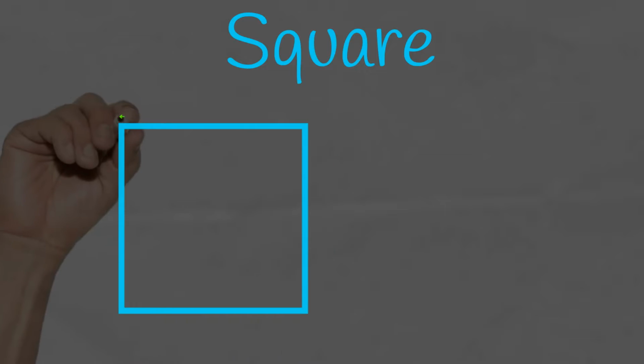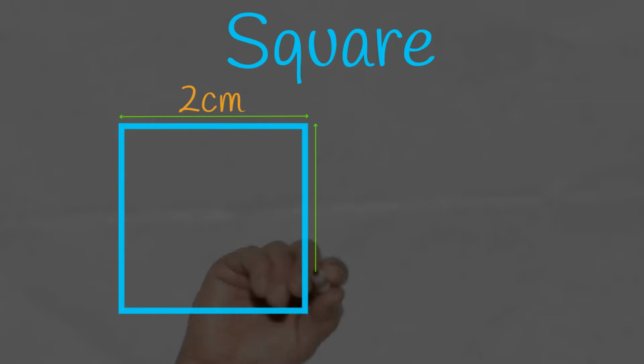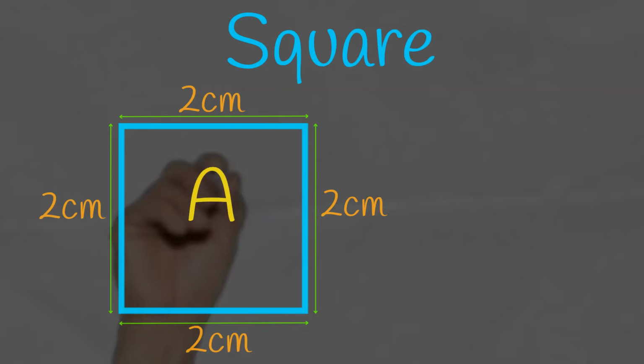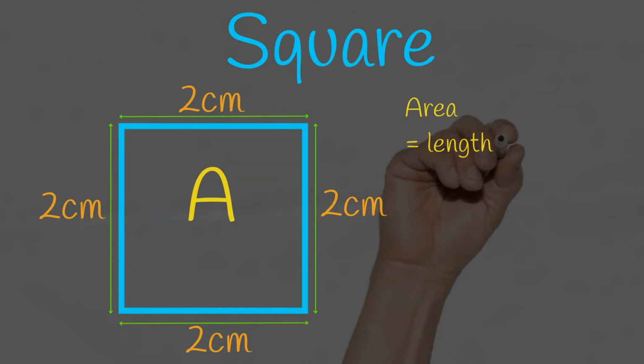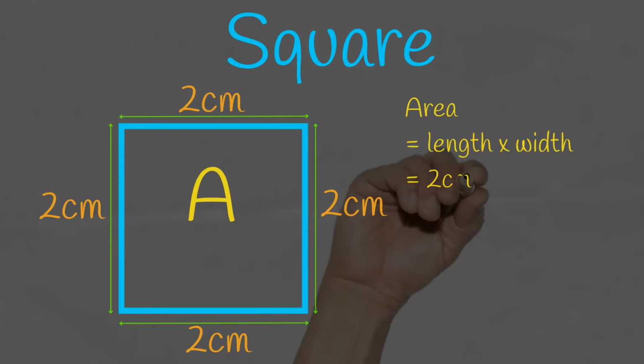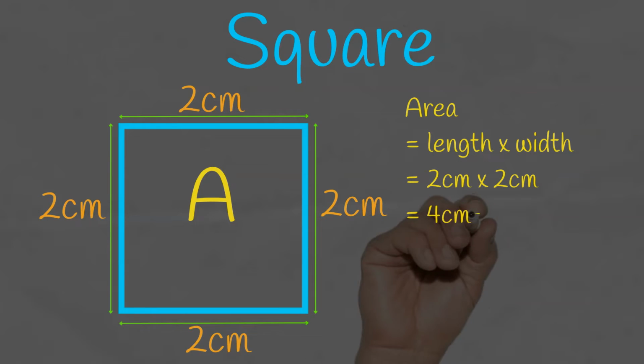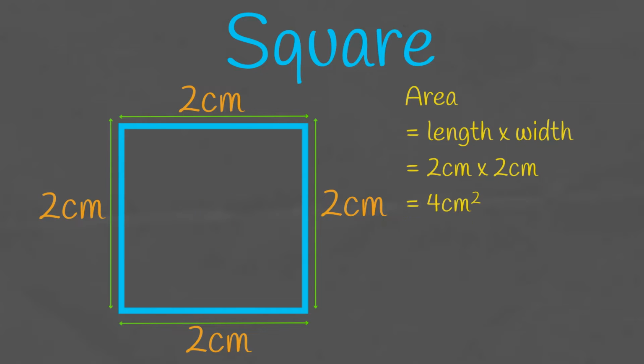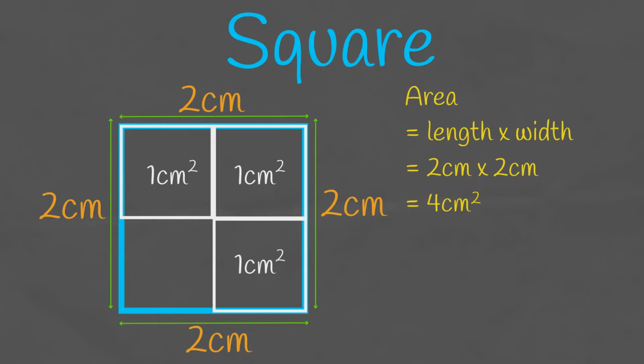In the next square, every side is 2 centimetres long. So what's the area A here? Well, as before, the area is length times width, which is the same in a square. So we times 2 by 2. So the area is 4 centimetres squared. Now, if we were to fill the shape with unit squares, 1 centimetre squared each, we'd fit 4 unit squares in this shape. And what about the perimeter?